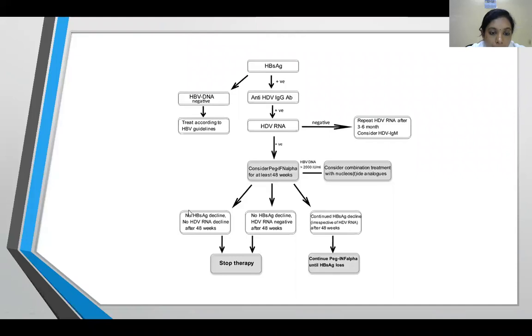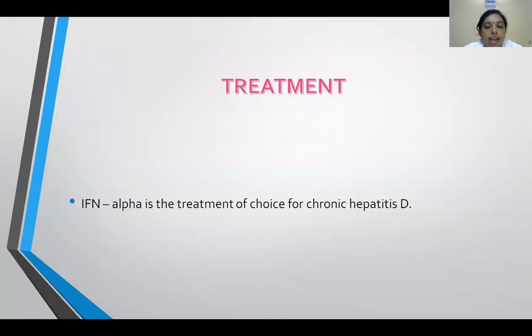But if there is continued HBs antigen decline, irrespective of HDV RNA. So the main important point here is HBs antigen. For HDV RNA, you give the symptomatic treatment. But HBs antigen should be cleared out. Remember that. After 48 weeks, continue PEG interferon alpha until there is loss of HBs antigen. Treatment is interferon alpha, as I told you.